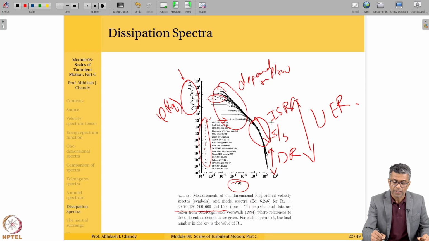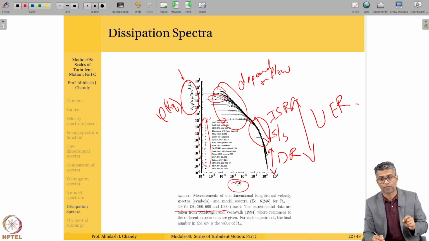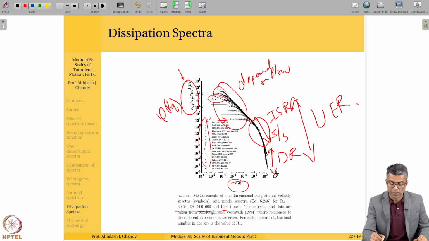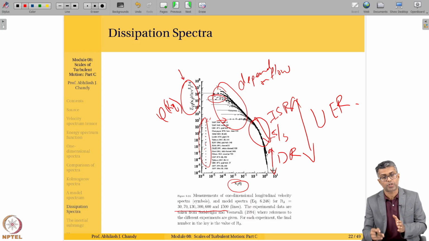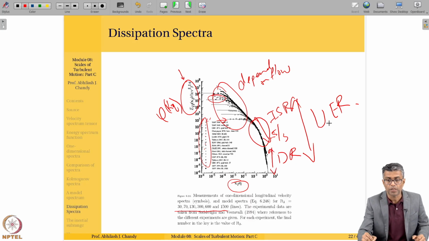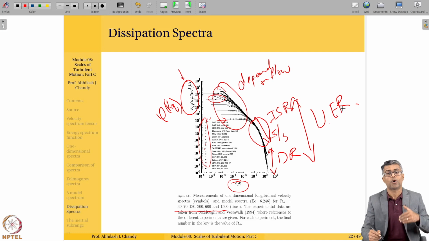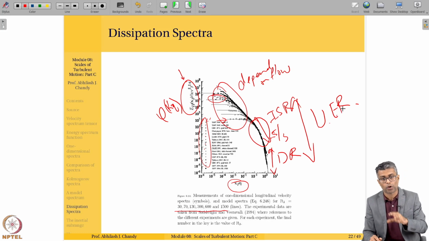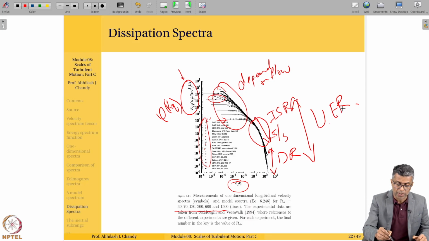So you have the inertial subrange here, which you would think is a minus 5/3 slope. Then you have the dissipation range here, which is past the inertial subrange, and both the inertial subrange and the dissipation range together, which make up the universal equilibrium range, overlap. That's the beauty of the way we have plotted this energy spectrum. Now, the energy containing range is this part here, this circled part here.